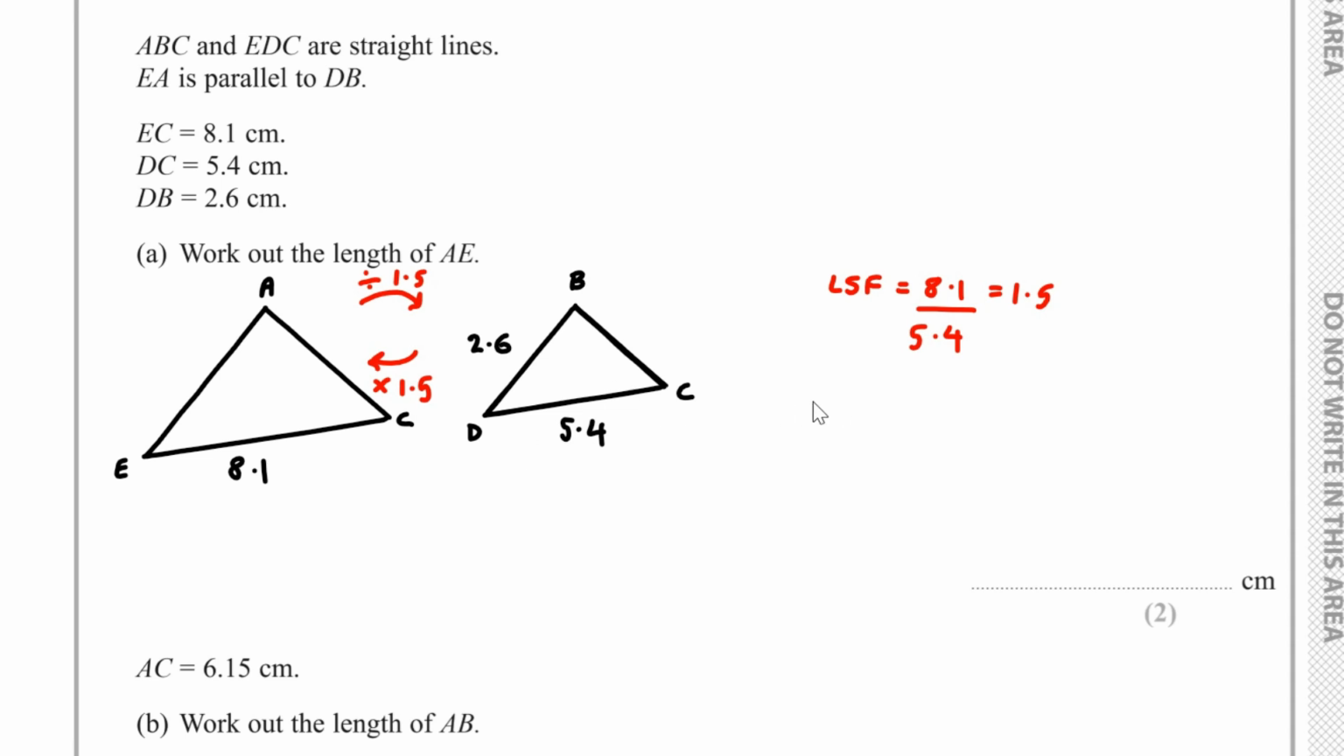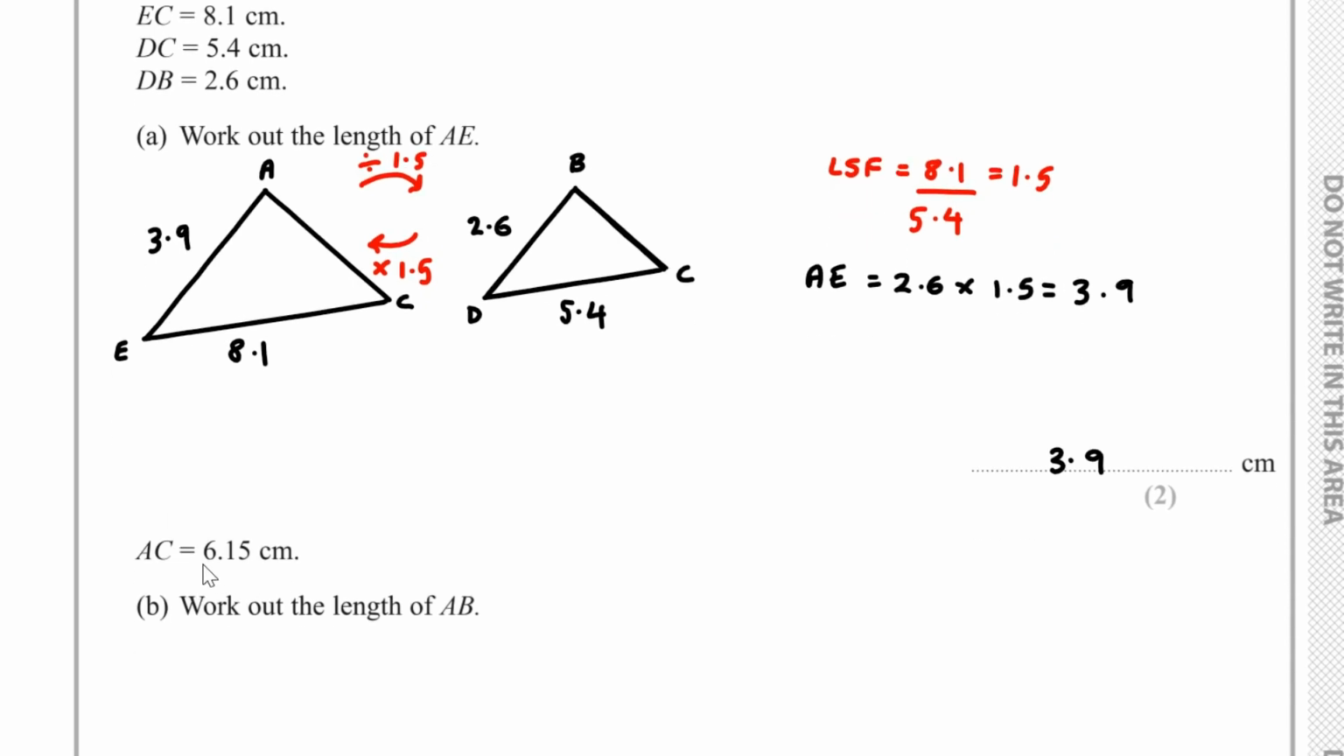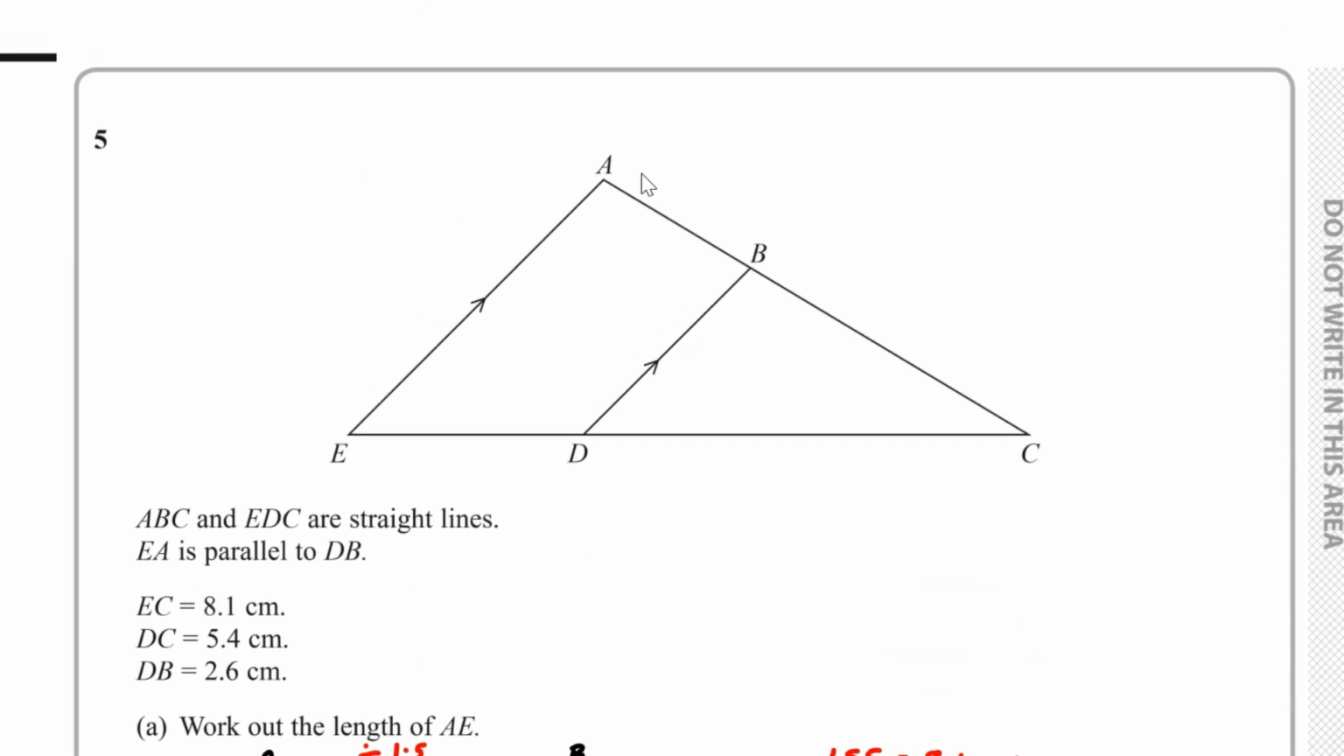And from this we can work out what AE is. AE will equal 2.6 multiplied by the 1.5, which is 3.9. So we've got 3.9 centimeters for AE. We've got 3.9 centimeters here. And now for part B, AC is equal to 6.15, so here we've got 6.15, and we have to work out the length of AB. So we have to work out this length here.